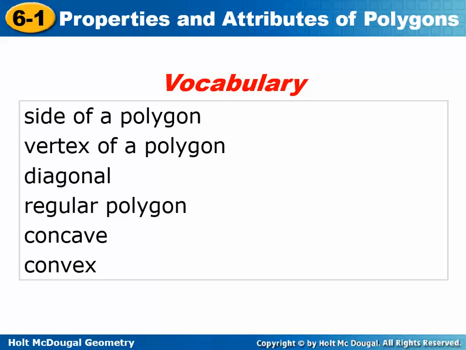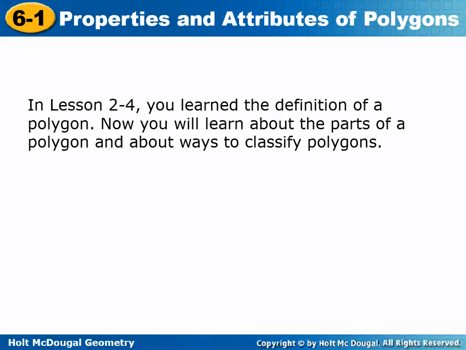Alright, we have some various vocabulary here. Sides of a polygon, vertex, diagonal, a regular polygon, concave, and convex. So way back in Chapter 2, we learned about the definition of polygon, and now we're going to learn about the parts of a polygon and how to classify them.